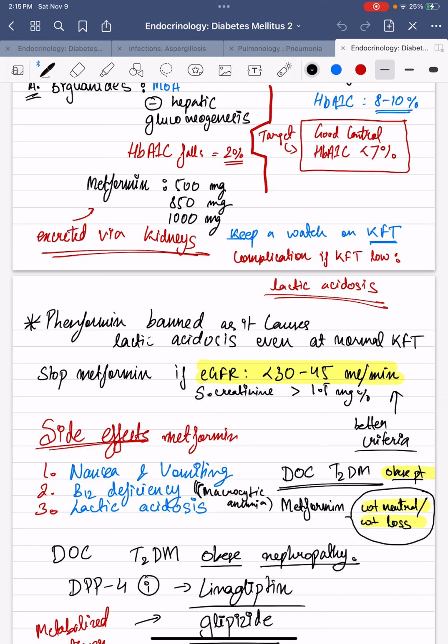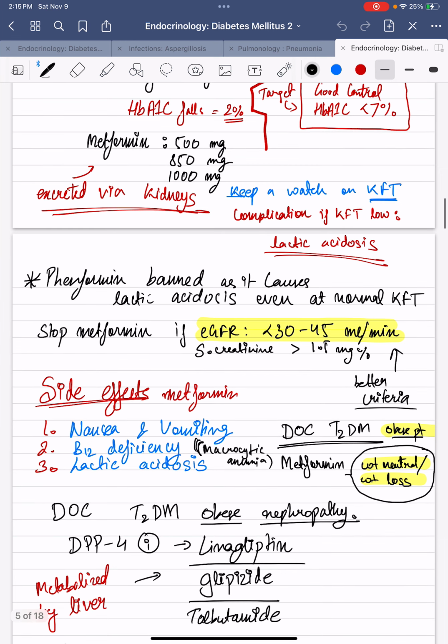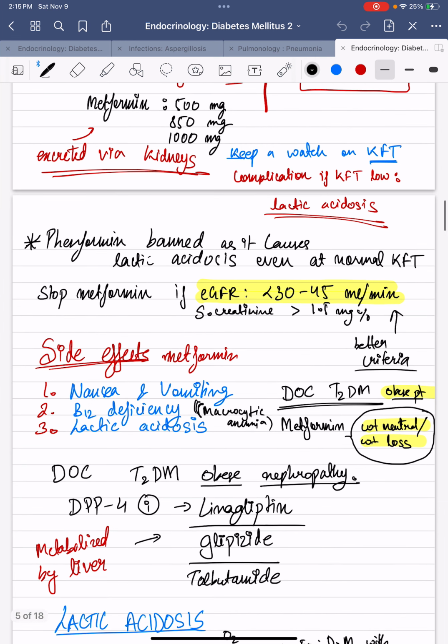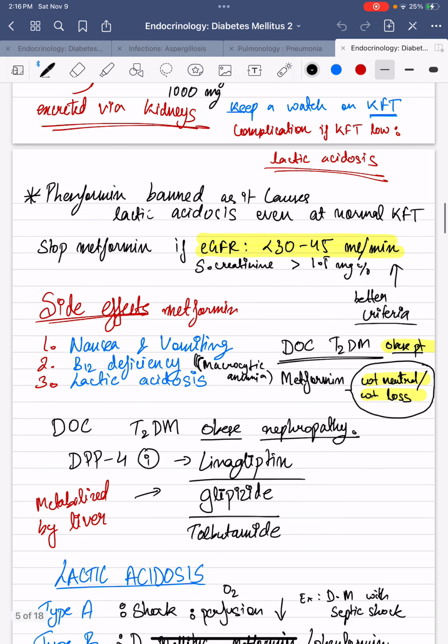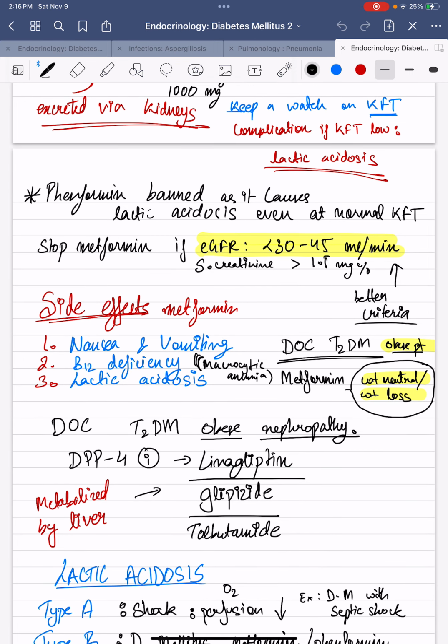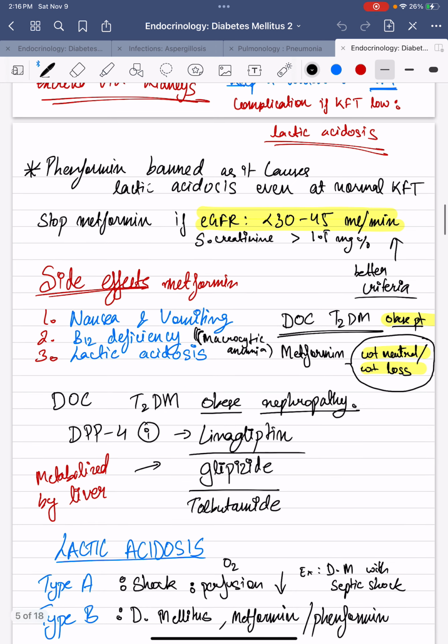And what is the complication of metformin if the KFT comes low? It is lactic acidosis. Earlier there was a drug in the biguanides known as phenformin, which came before metformin, and it was banned because it caused lactic acidosis even if the KFT of the person was normal. We stop metformin if the estimated GFR of the person is below 30 to 45 ml per minute, which is I think grade 3 CKD, or serum creatinine is more than 1.5 milligram percent.